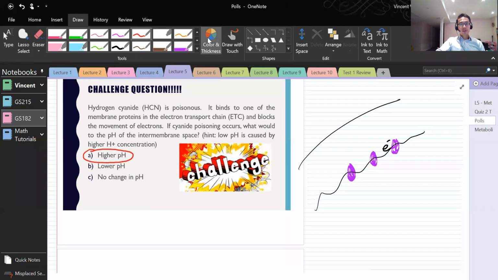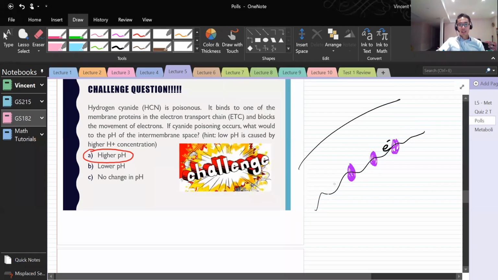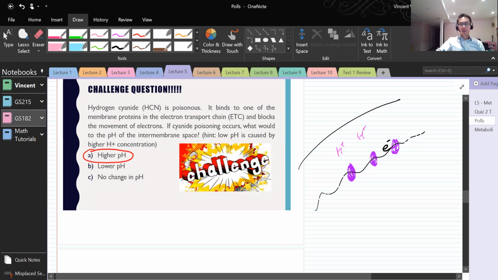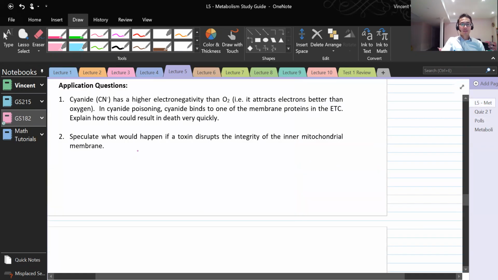If there is a bunch of holes in the inner membrane like this, then all the H plus that you pump over, remember, you're going to have high H plus over here, all that H plus, instead of going through the ATPase, will just leak through the holes. If they're not going through the turbine, then you are not producing ATP. So in this case, you will have a reduction in ATP production.